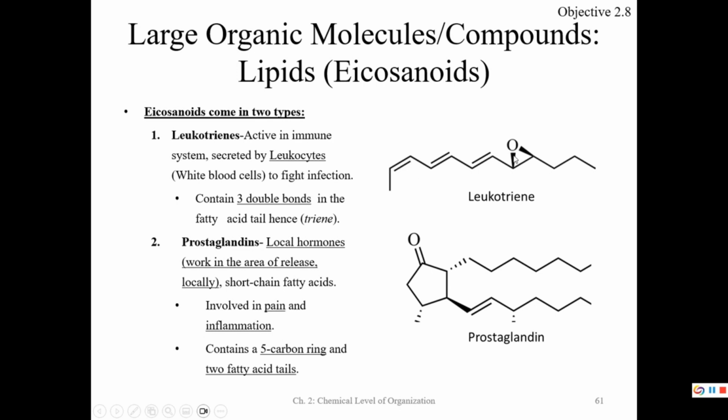A prostaglandin being a local hormone means they work where they're released. They are short fatty acid chains. There are 2 of them, and there's a 5-membered ring. That 5-membered ring and 2 fatty acid chains make them a prostaglandin. They're involved in pain and inflammation. Prostaglandins, pain and inflammation, okay?